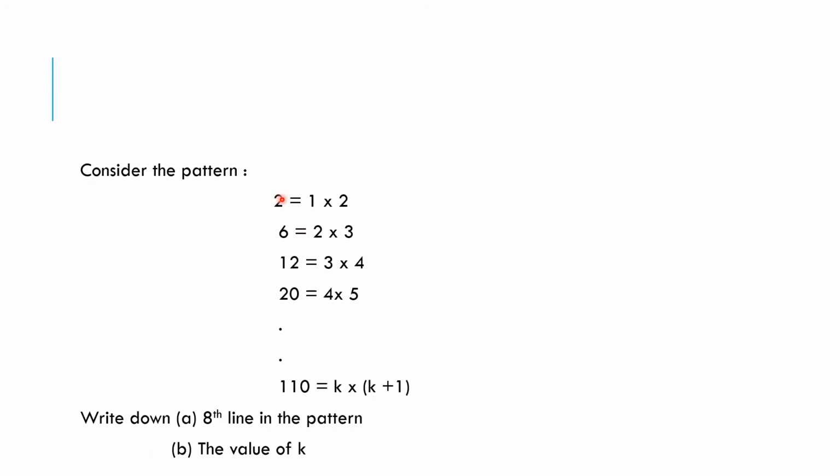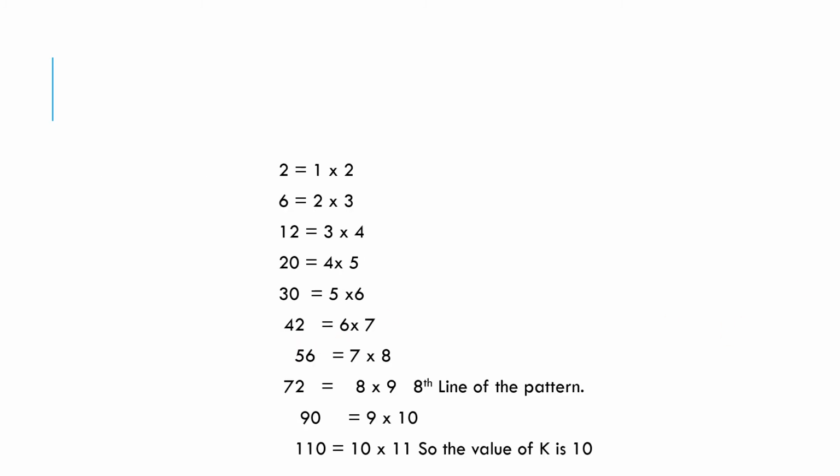Consider this pattern. Write down the 8th line in the pattern and the value of k. We can see this pattern: 1 times 2 is 2, 2 times 3 is 6, 3 times 4 is 12, 4 times 5 is 20. So the next line will be 5 times 6 is 30, 6 times 7 is 42, like this.